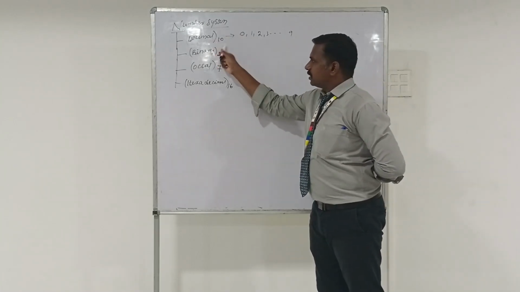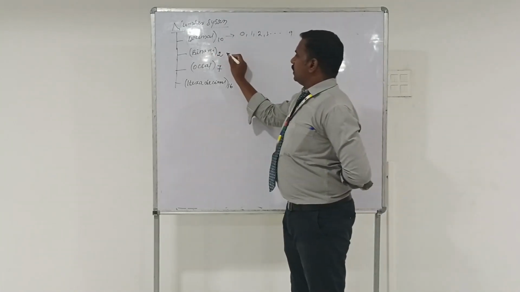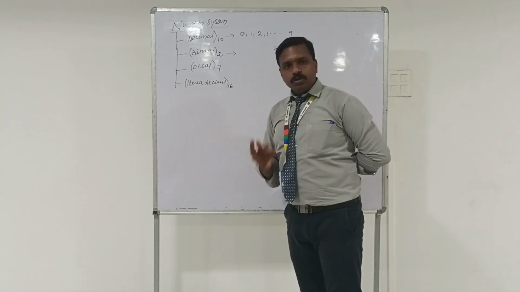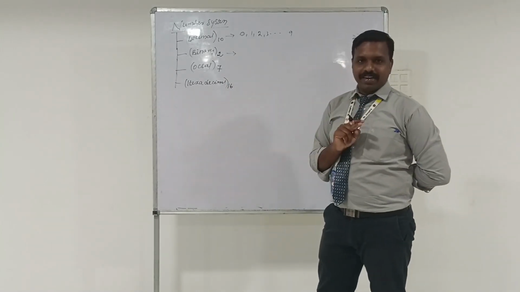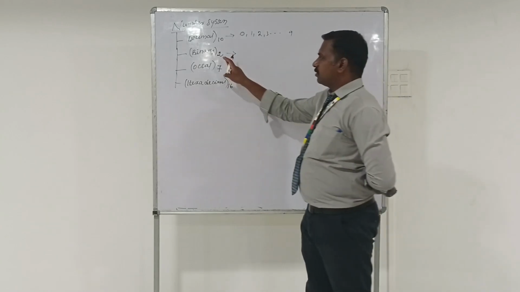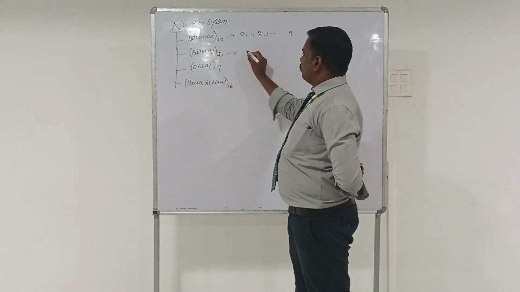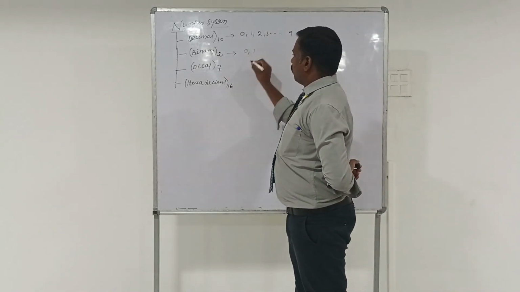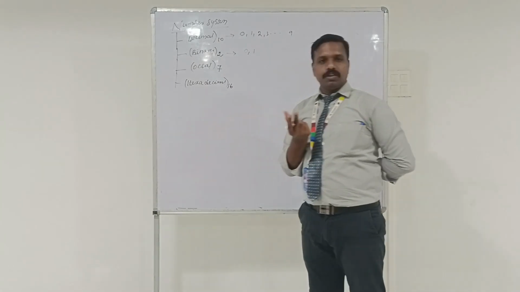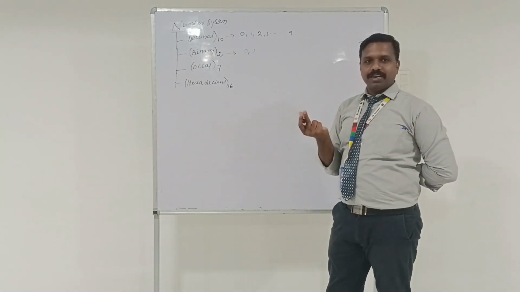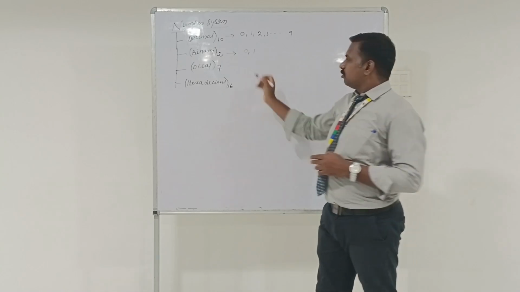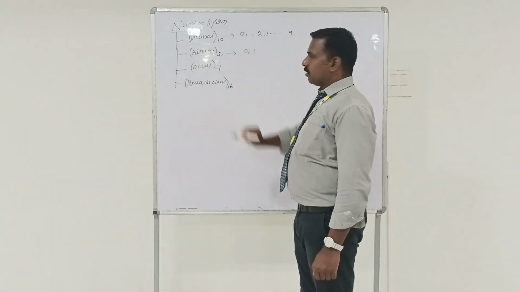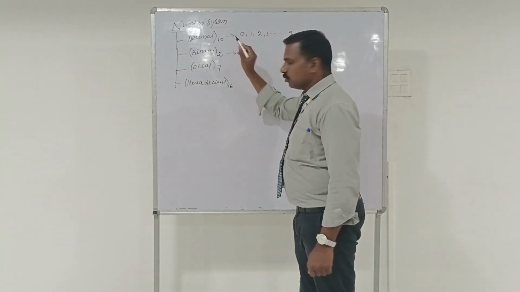So the base value is 10 here. In binary, only 2 different digits are used to represent the binary number. So its base value is 2. As we already know, it is 0 or 1. Only 2 different digits are used here to represent binary. A binary value is represented as either 0 or 1. So the base value is 2.